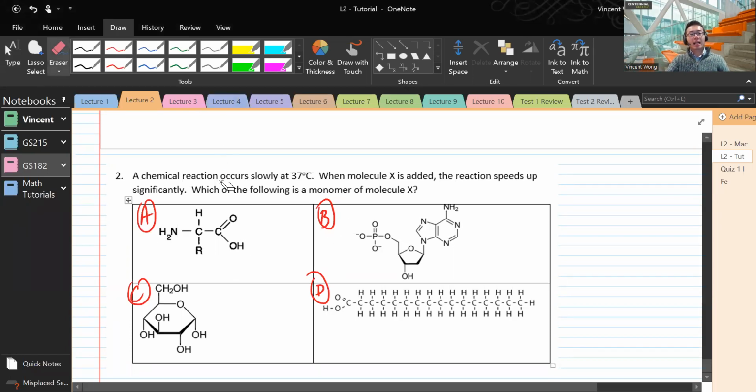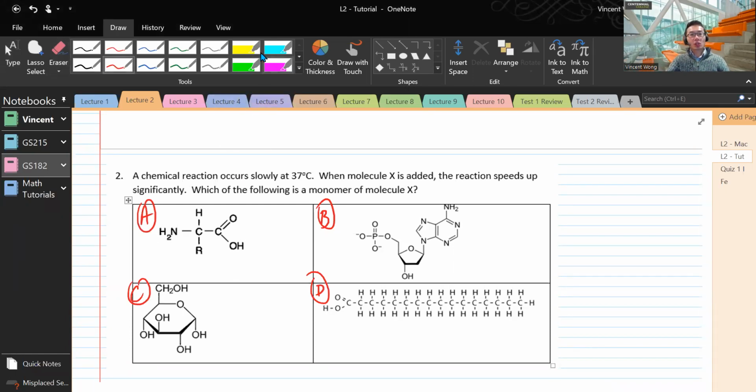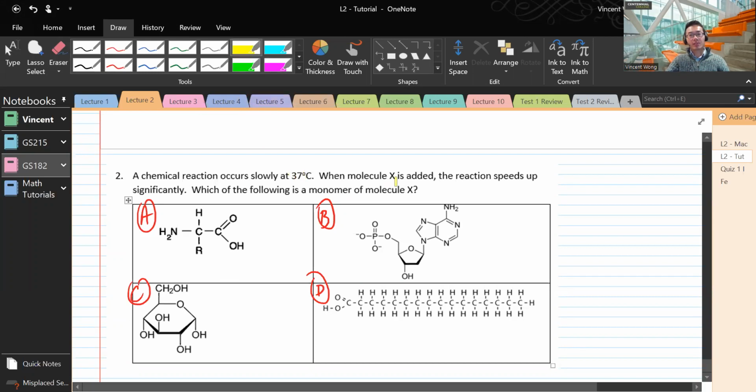But anyways, a chemical reaction occurs slowly at 37 degrees. When some molecule is added, the reaction speeds up significantly. Which of the following is the monomer of that molecule? So what can we add to speed up chemical reactions in the body? Anybody know what the word I'm looking for is? What can you add to speed up a chemical reaction within the body?